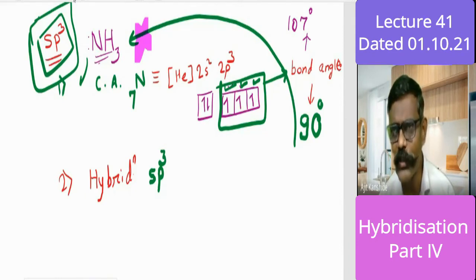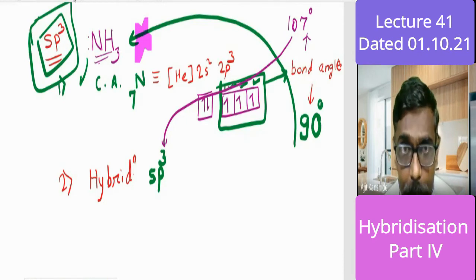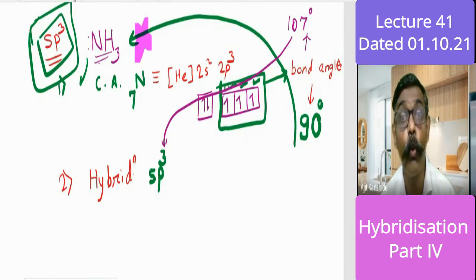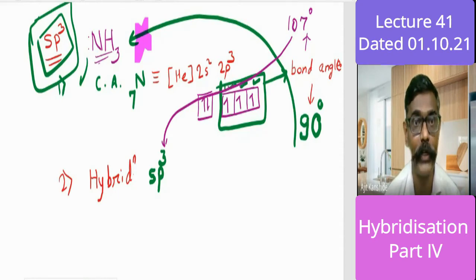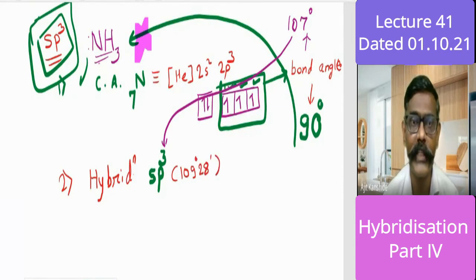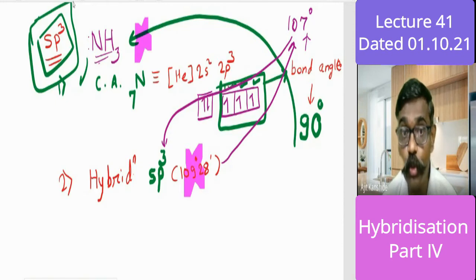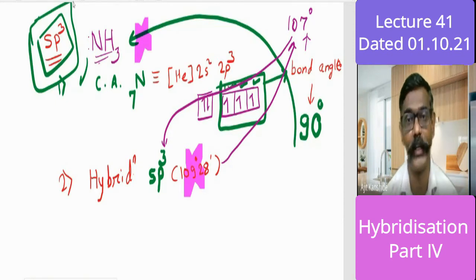So 107 degrees is somewhat near to the sp3 hybridization angle. Therefore, we are considering sp3 hybridization here. We have to answer why it is not exactly the expected number. What is expected for sp3 hybridization? The angle should be 109 degrees 28 minutes. It is expected, but this bond angle is not found. Which angle is found? 107 degrees. The difference is due to the difference in S and P character, which is one of the reasons.